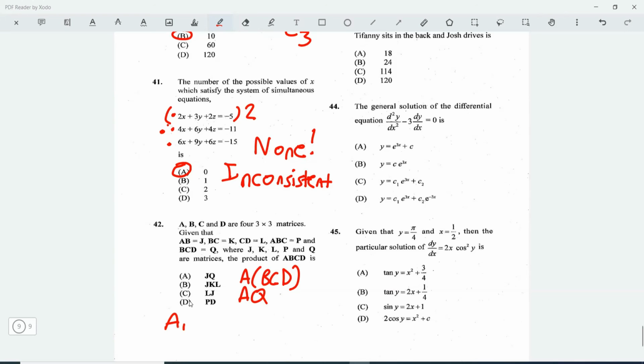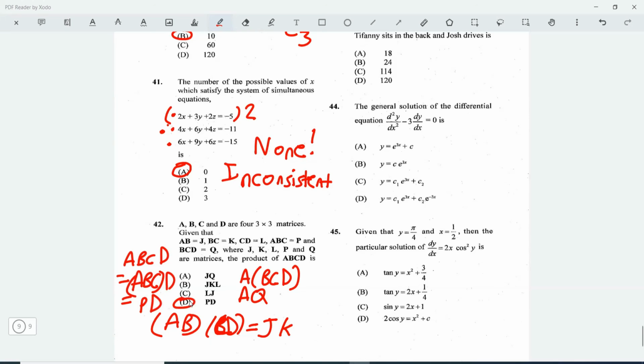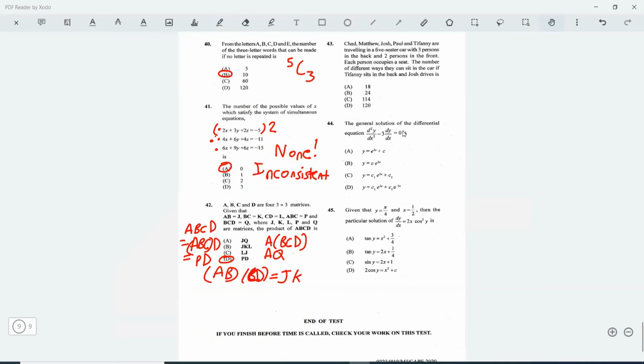ABCD can also be written as AB times CD. AB is J and CD is K, so JK is a possible answer, which is not there. Or you can say that ABCD is equal to ABC multiplied by D. ABC is P times D. So PD is option D. All right? Nice. So those are the possibilities.